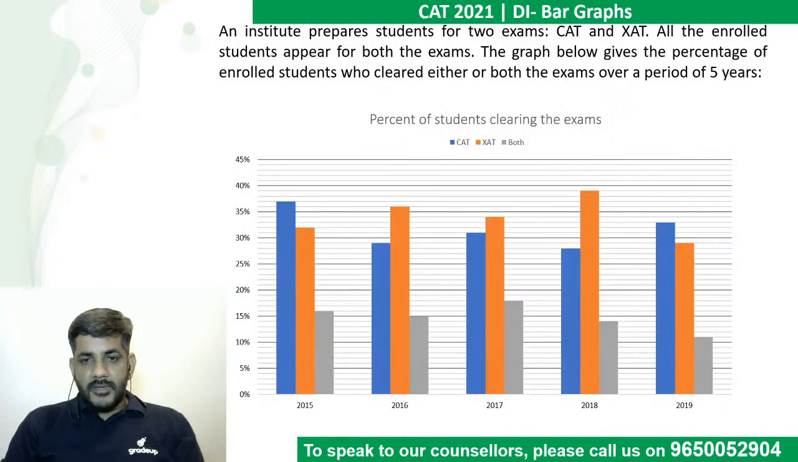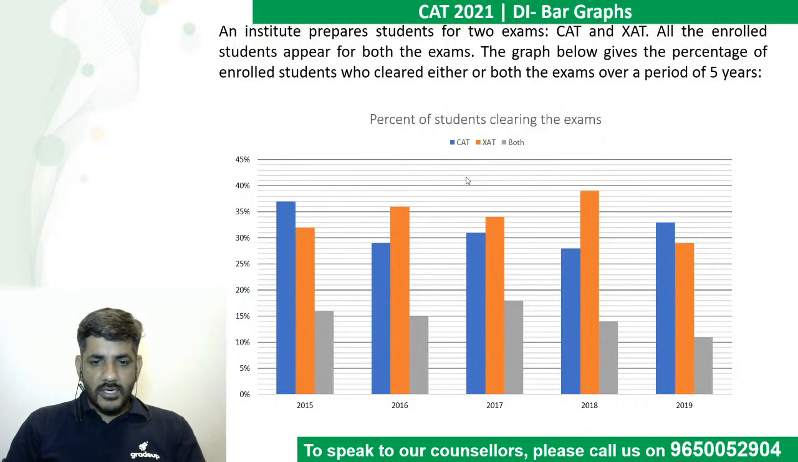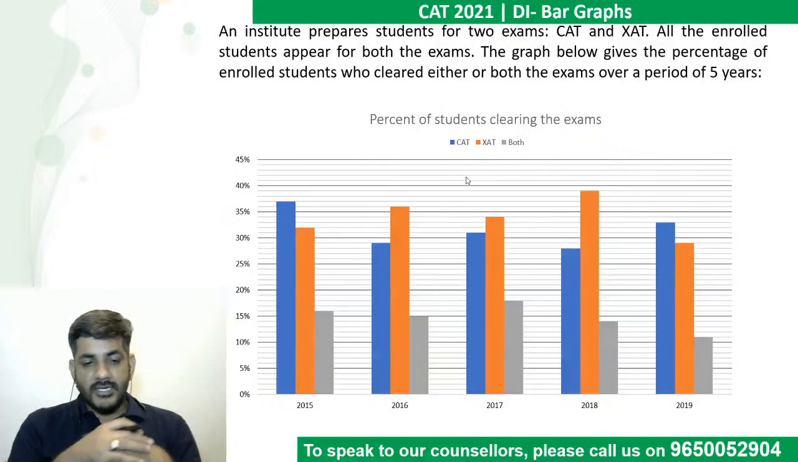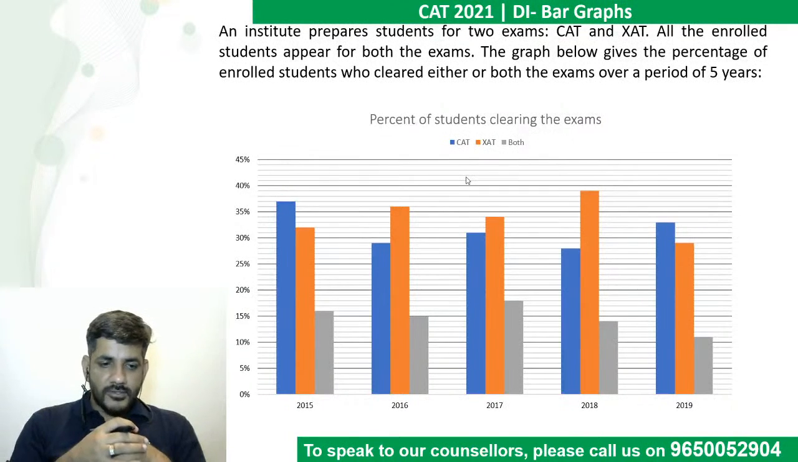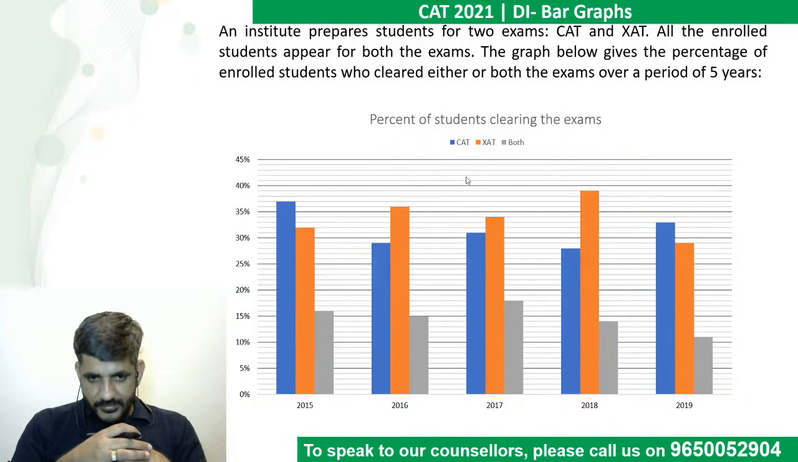An institute prepares students for two exams, CAT and ZET. All the enrolled students appear for both the exams. The graph below gives the percentage of enrolled students who cleared either of or both of the exams over a period of 5 years. So this data is all about people who have cleared CAT or ZET or both. For 2015, 16, 17, 18 and 19, we have data of 5 years here.